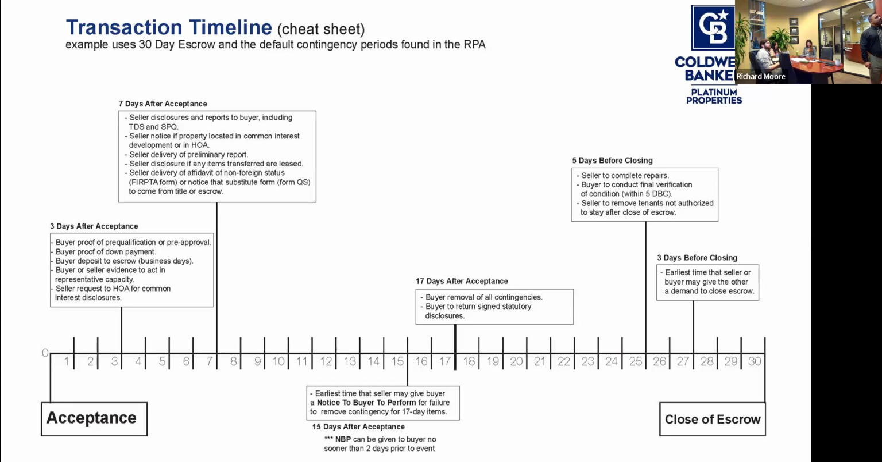Buyer, seller evidence, active representative capacity. So if the property's in a trust or an LLC, they should have already shown the escrow documentation showing that the seller can sign on behalf or sell on behalf of that entity. The seller should request HOA or common interest disclosures. That's gonna be through escrow. So escrow is gonna order HOA docs, but the seller has to pay for them. So escrow orders them, but the seller's gotta come in with the money to pay for it. So that happens within the first 3 days.